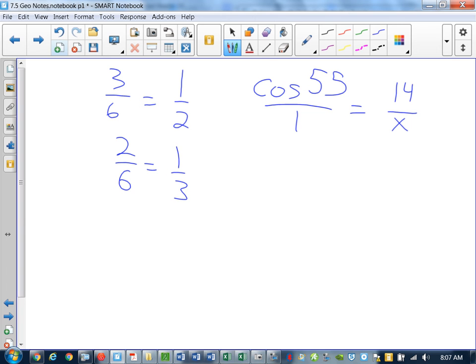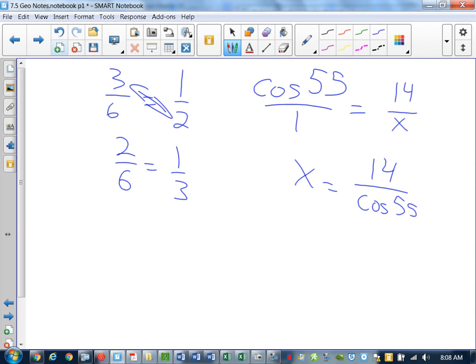Now, whenever I have that in a denominator, in essence, yes, we are going to cross multiply, but I'm going to make it an easier step. All I did here was flip them, didn't I? So that means x is 14 over the cosine of 55. Hit the button. That's it.